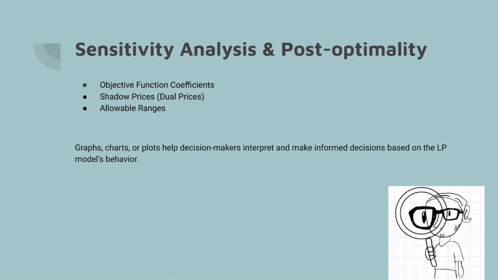Finally, let's talk a little bit about sensitivity analysis and post-optimality. The previous example will help in understanding this a little bit. Sensitivity analysis involves examining how changes in the coefficients of the objective function or the constraints affect the optimal solution. It helps in understanding the robustness of the optimal solution under varying conditions. If the coefficients of the variable in the objective function change, sensitivity analysis determines how much the optimal solution changes. It assesses how sensitive the optimal solution is to changes in these coefficients.